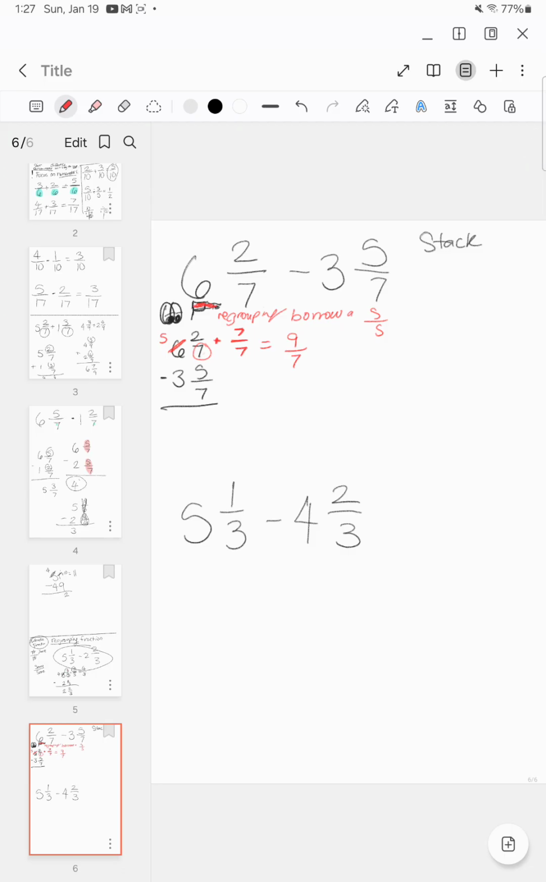And so now we can go ahead and subtract. 5 minus 3 is 2. And then 9 minus 5 is 4. And again, our denominator will stay the same because these are also like fractions. Alright, and so I want you to watch me do this one as well. And also for practice, you can do 5 and 2 9s minus 3 and 4 9s. You can do that for practice.